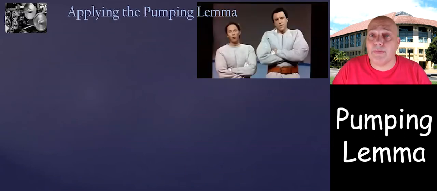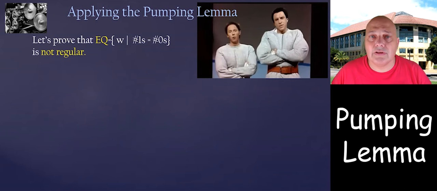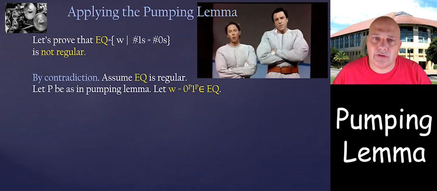So we know what the pumping lemma is. Let's try to use the pumping lemma. Let's prove that this other language that's very similar to the language that's regular, this language is not regular. So the language EQ of all the strings with equal number of ones and zeros is not regular. Let's try to use the pumping lemma to prove that.